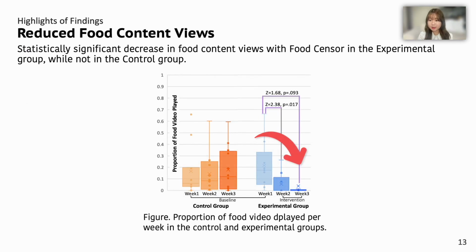I'd share key findings from our user study. The figure illustrates that in the experimental group, there was a significant decrease in the consumption of food content over the weeks. On the other hand, in the control group, we did not observe any specific trend regarding food content consumption. This suggests that the introduction of FoodCensor led to a meaningful reduction in viewing food-related videos among participants, highlighting its potential efficacy in mitigating exposure to such content among individuals with eating disorders.